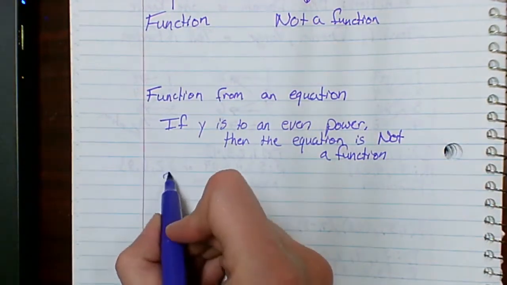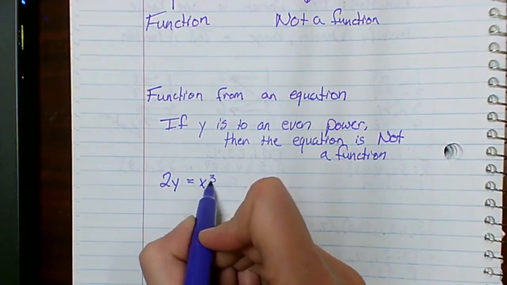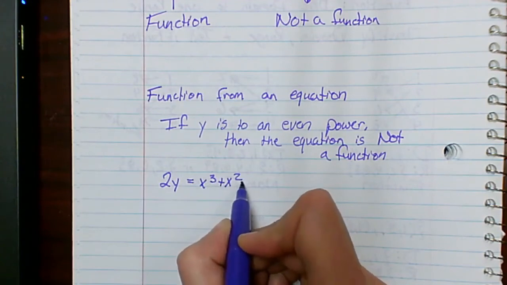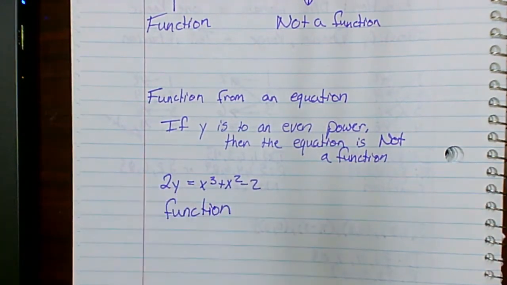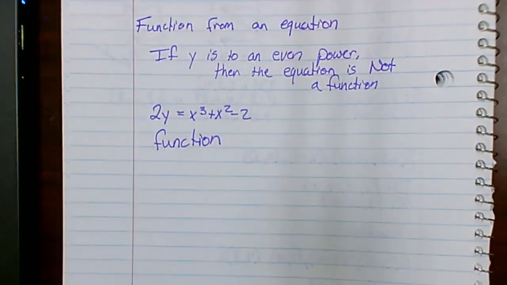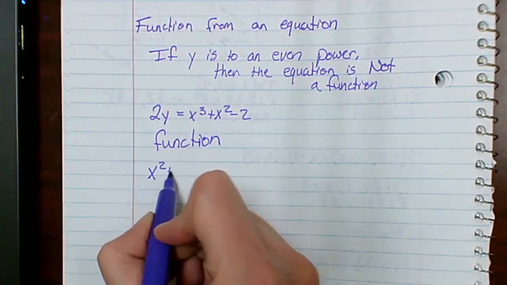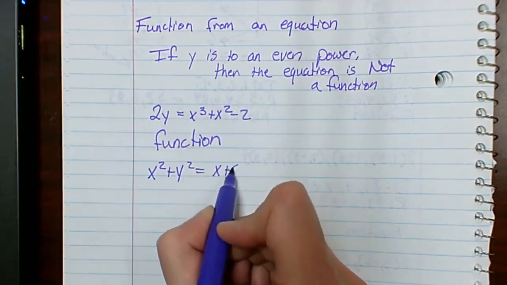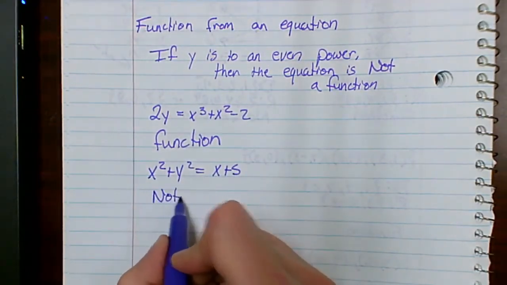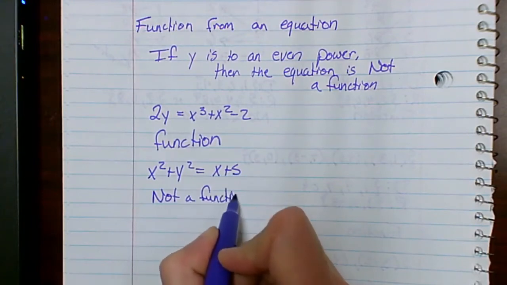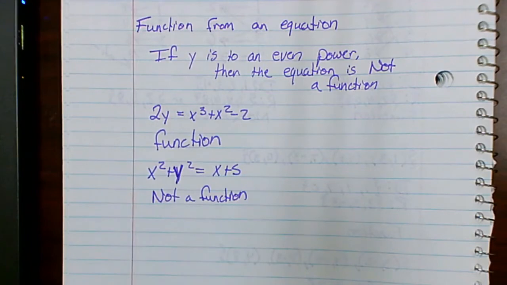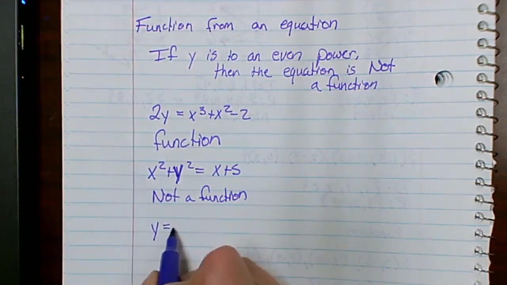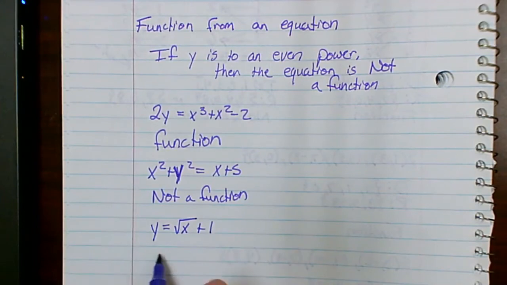So for instance, we have 2y equals x to the third plus x squared minus 2. This is a function because y is to the first power. x squared plus y squared equals x plus 5. This is not a function because of y squared. y is to an even power. y equals square root of x plus 1. This is a function.